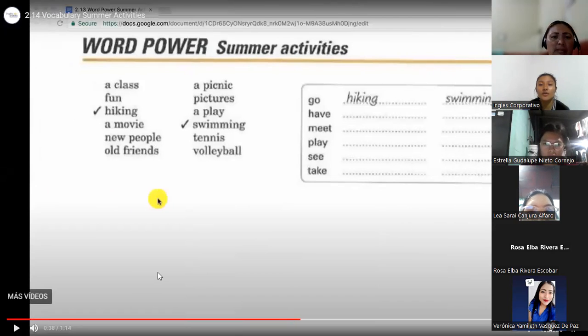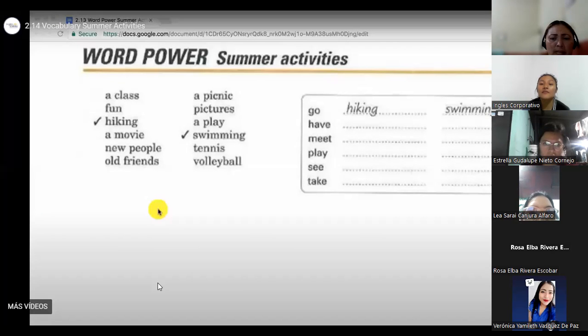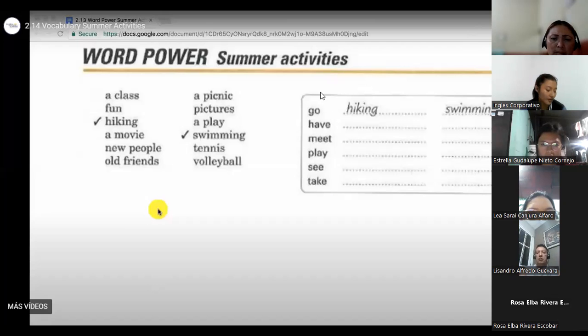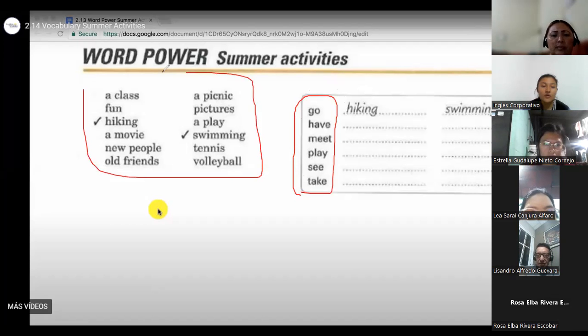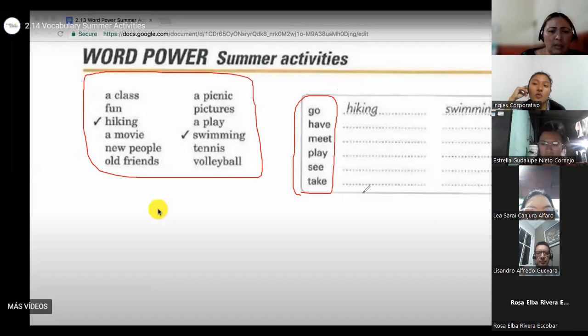All right, there you go with some new vocabulary, right? We have the verbs go, have, meet, play, see, and take. Is there any new verb for you? Do you know all the verbs that we have right here in this part? Yes? Okay. So in this part, with the new vocabulary, do you see any new word that you don't know? Hiking? Aha, this one. Hiking. Exactly.